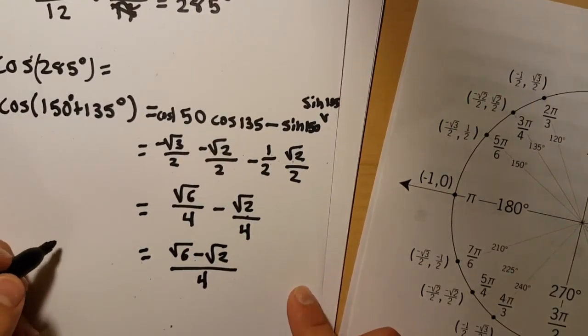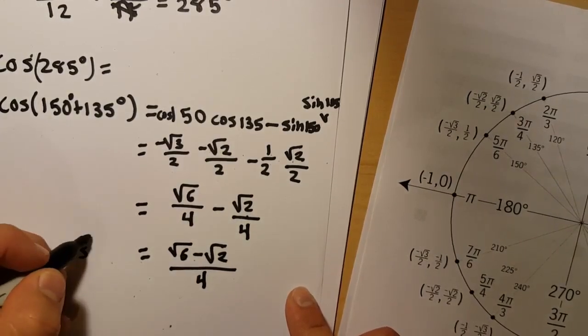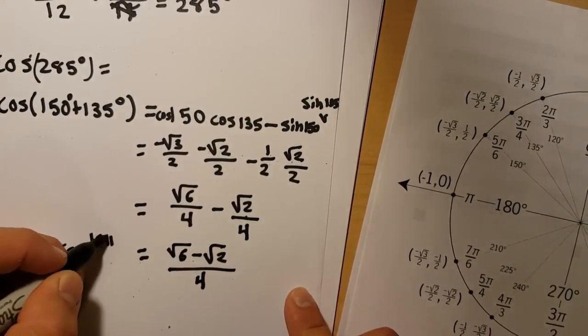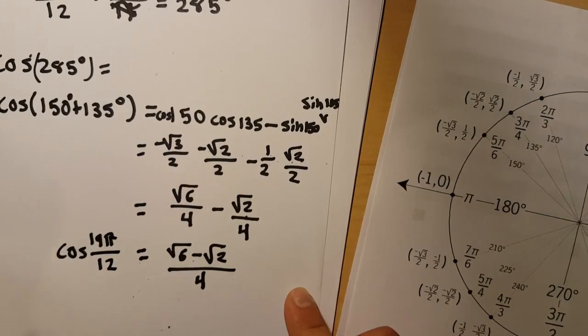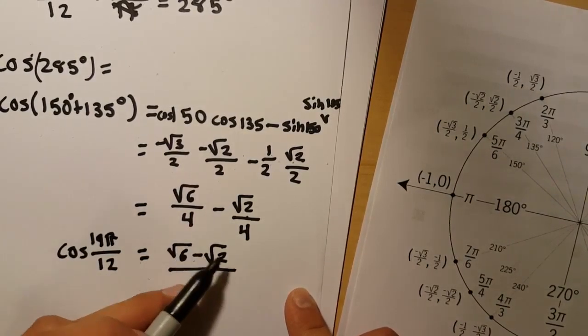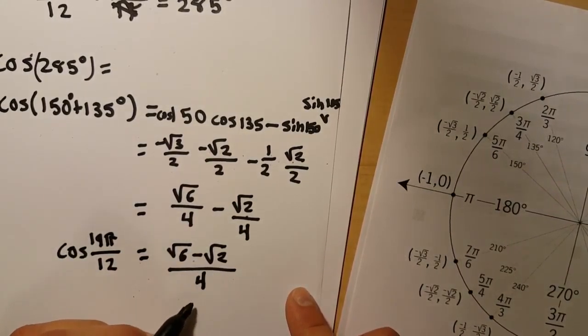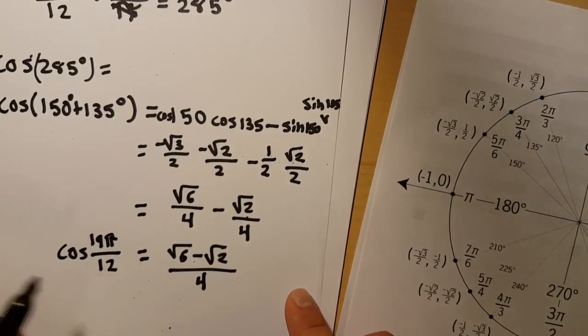So cosine of 19 pi over 12 is equal to root 6 minus root 2 over 4. That's how you get this.